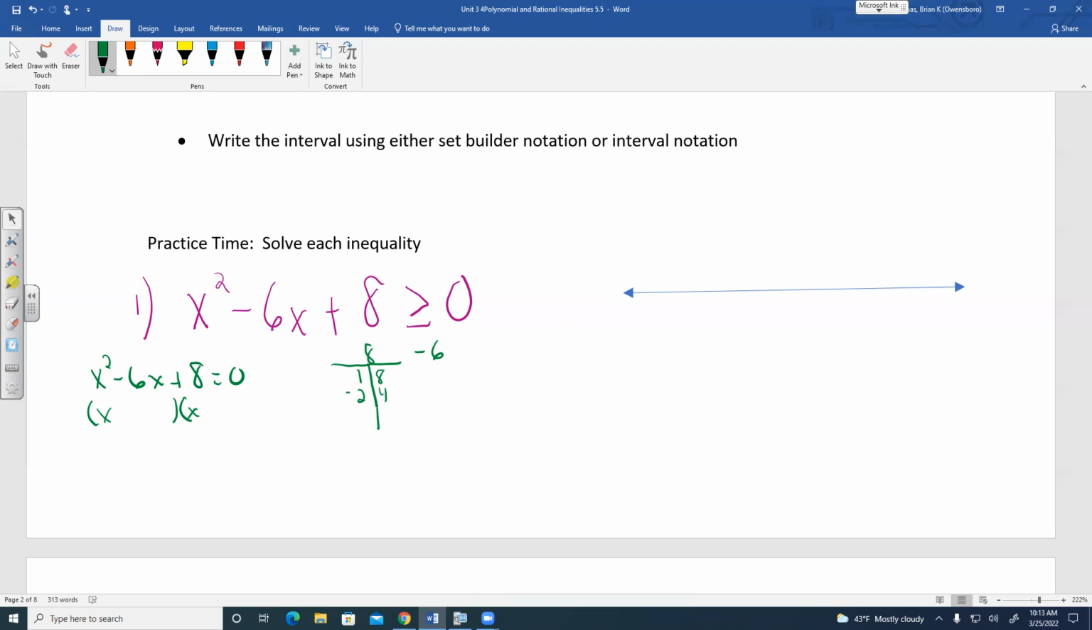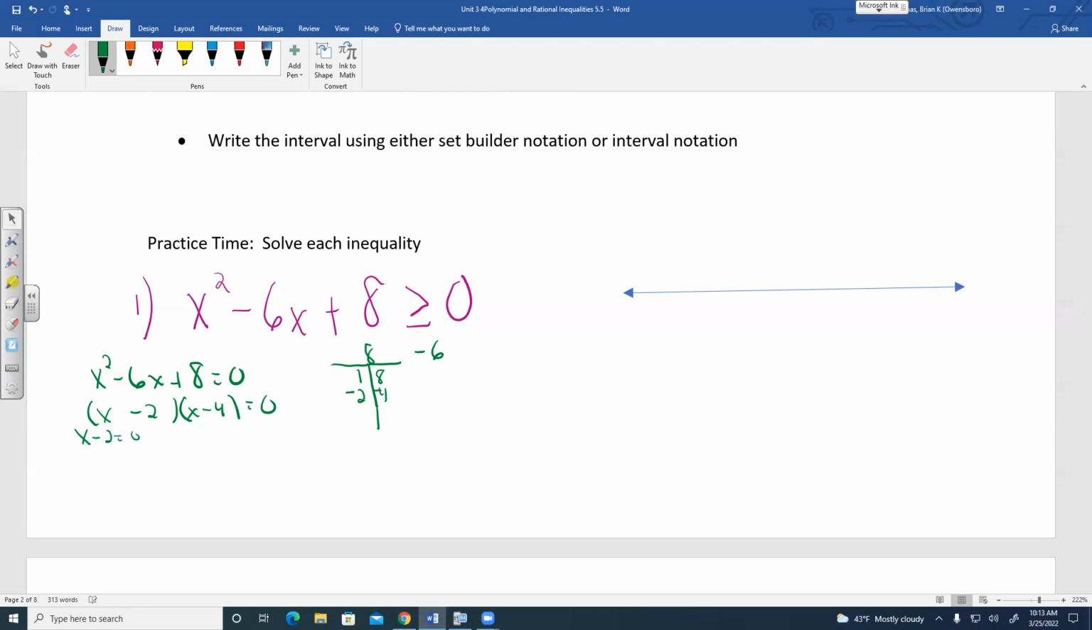But if I do make them both negative, and we do know that a negative times a negative is actually a positive, so that does give me a +8, and that does add up to give me a -6. So this gives me my (x - 2) and my (x - 4) is equal to 0. So what we do now is we set each one of these factors equal to 0 using the multiplication property of 0. To get 0, one of these factors has to be 0.